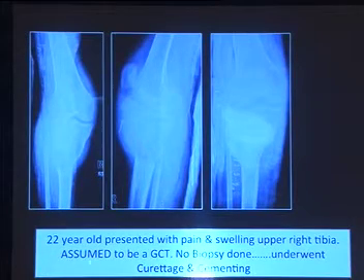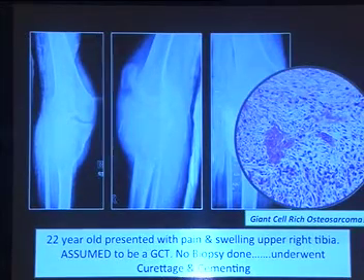Another patient, a 22-year-old, presented with pain and swelling of the right upper tibia. There you see the lesion. It was assumed to be a giant cell tumor. No biopsy was done, and the patient underwent curettage and cementing. Till the biopsy was available, and that was a giant cell rich osteosarcoma.